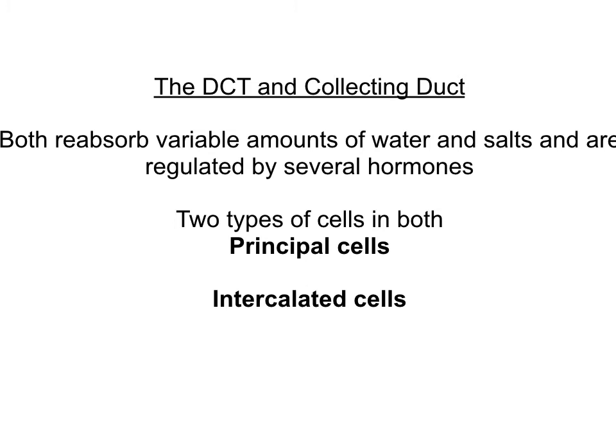Now, in both of these structures, you're going to find two types of cells. You'll find principal cells, which have receptors for hormones. These hormones are going to then impact sodium chloride and water balance primarily. You also have intercalated cells, which help with the reabsorption of potassium and the secretion of hydrogen ions, and the secretion of hydrogen ions is going to be really important for maintaining your acid-base balance.